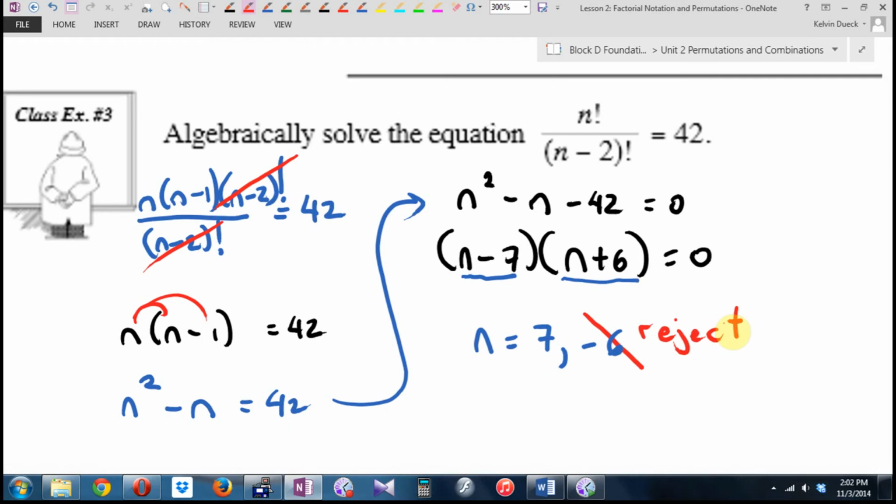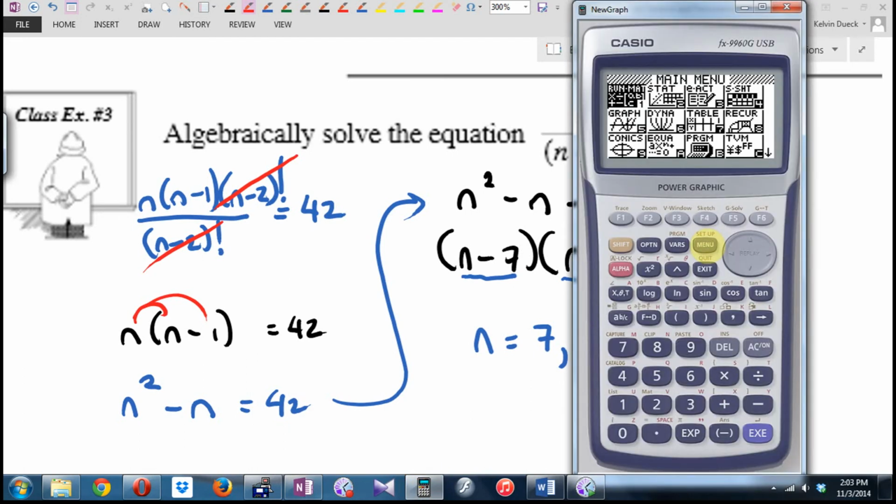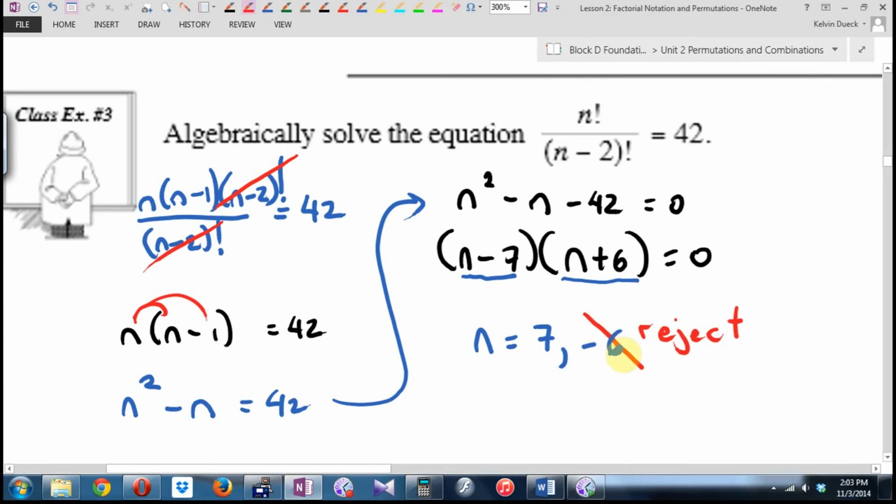Now, that's the long algebraic way. You do, on your graphing calculators, have a quadratic solver. I've showed you where the quadratic solver is, right? You could check your answer by going to the equation menu. A polynomial, F2, degree 2, and you type the number in front of the n squared: A is 1, B is -1, C is -42, and hit solve, and you also get the roots of 7 and -6, but you still, Grayson, will have to know that you have to reject the negative answer.